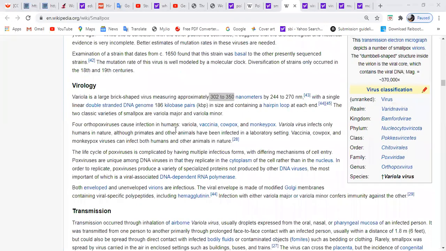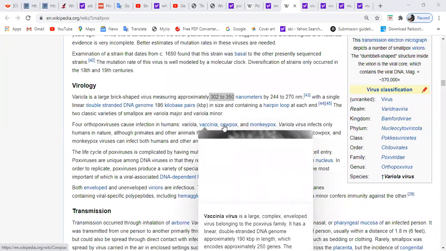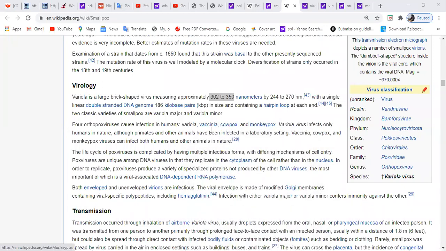Now, the second thing is that there are four closely related viruses which can infect humans as well. One is variola virus, which causes the disease smallpox, which is a very dreadful disease. Then there are vaccinia virus, cowpox virus and monkeypox virus, closely related orthopox viruses that can cause infection in humans as well, because these are closely related species, monkey and human, so they can perform infection in both.